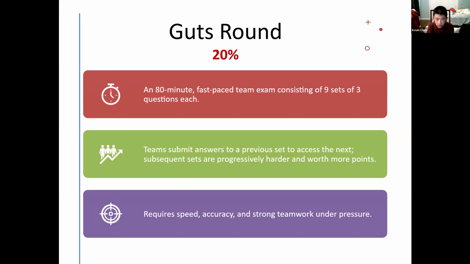So for example, if you solve the first set, you can go on to the second set. But if you don't solve and submit the first set, you can't get access to the second set. That's why it really focuses on team decision making. Say you have someone who can solve some problem of the first set, but your team thinks that they should move on to the second set to have more time to focus on its problems, because the later sets have more points. So you have to really collaborate with the team, and this round requires speed, accuracy, as well as strong teamwork under pressure.